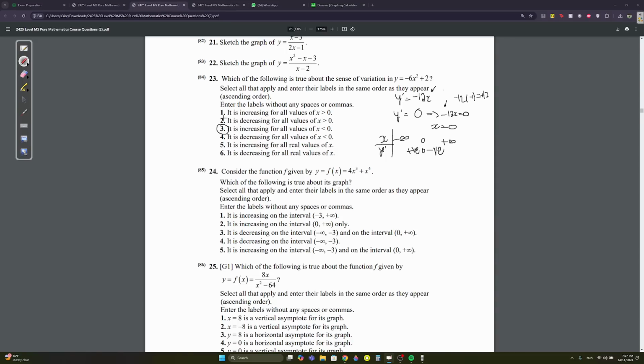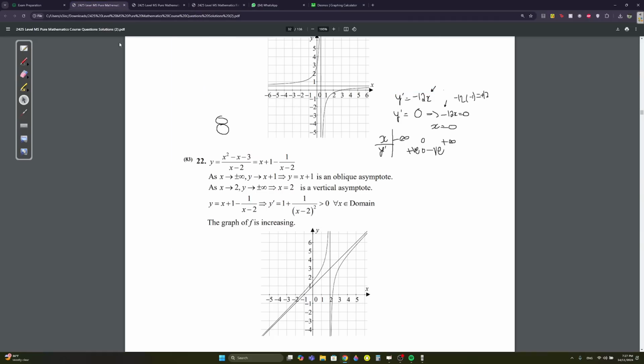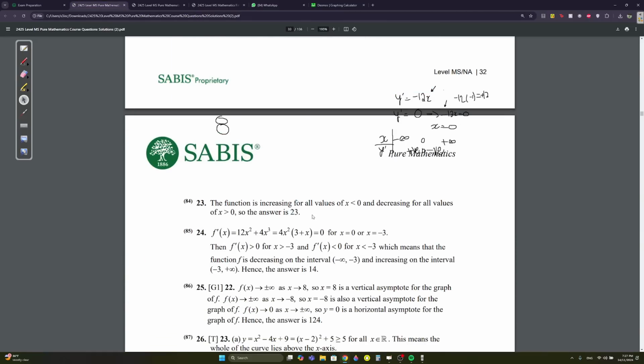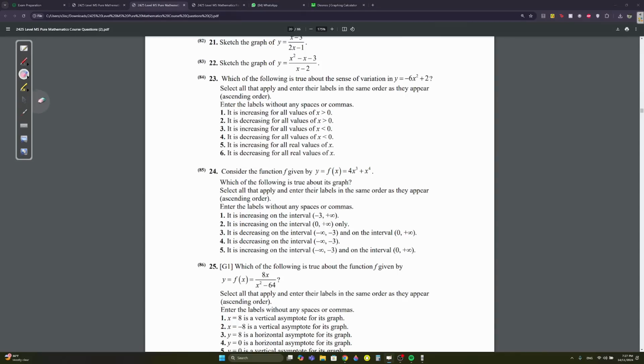Decreasing for all values of x after 0. Yeah, I guess that's it. That's all they're asking. So let's see, 2, 3. That'd be correct. 2, 3.